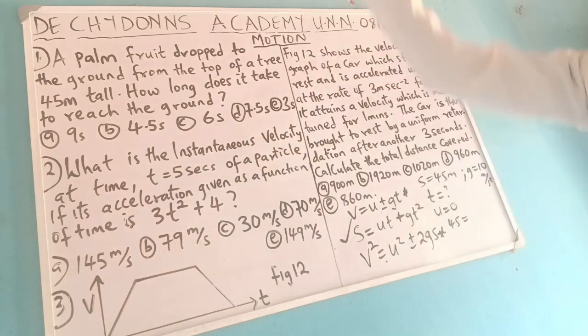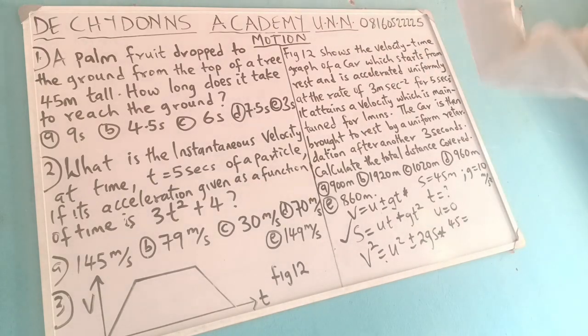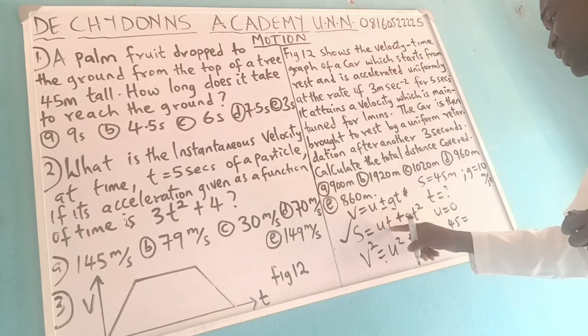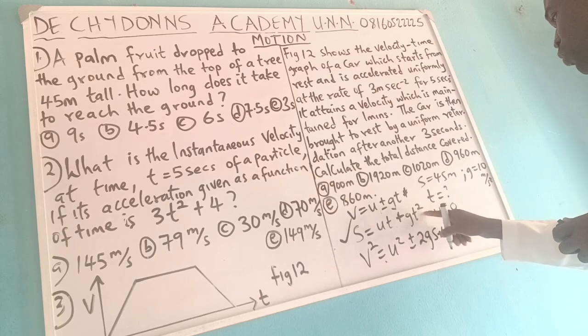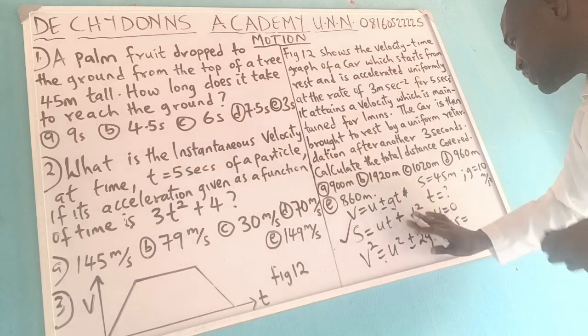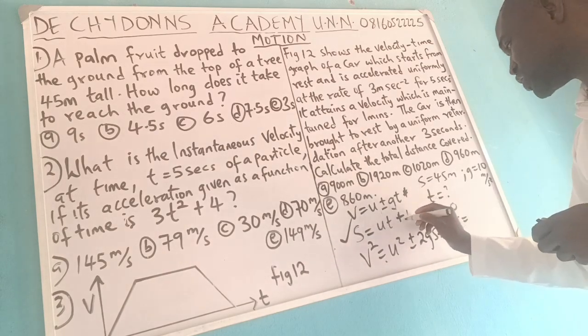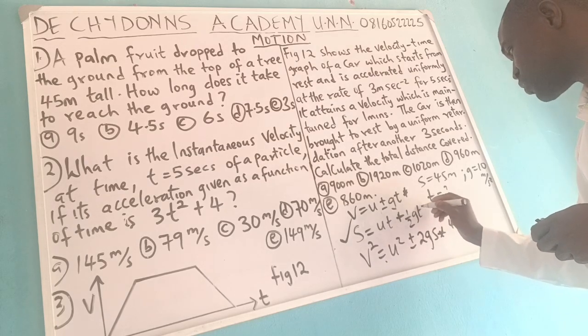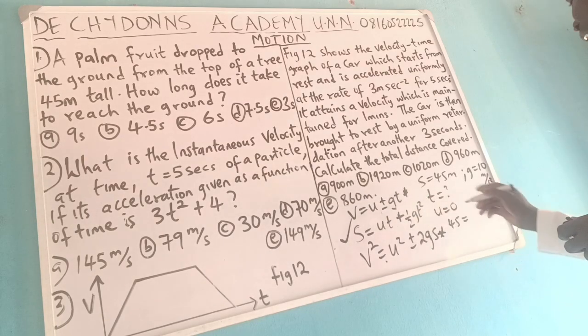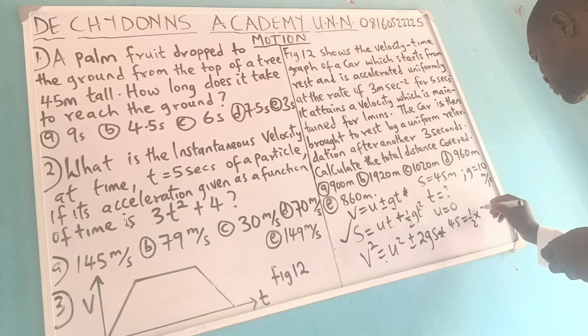If you are throwing it to the up, you use minus because you are moving against the gravity. So we'll be having here 0 times t is 0, plus gt squared. That means this is half gt squared, please, not gt squared. Half gt squared. Okay, so what we'll be having is half times 10 times t squared.